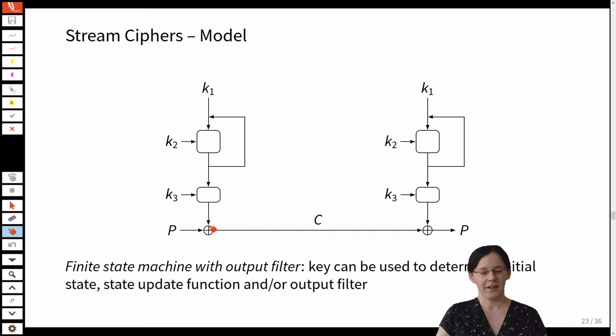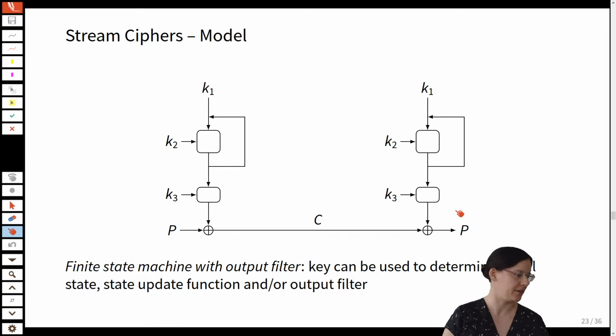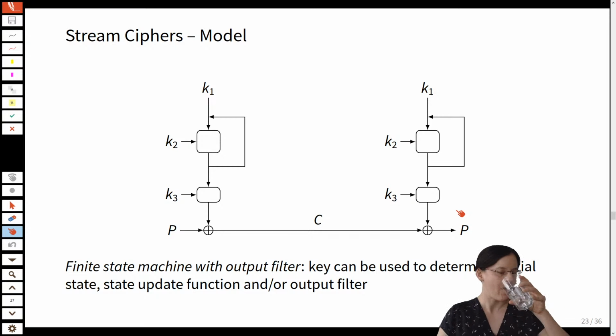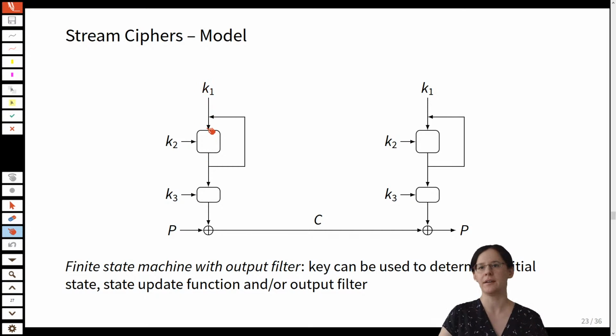So the XOR remains like before, but the way the key is generated is now pseudo-random instead of truly random. And the recipient runs the exact same machine, produces the exact same key stream, and XORs it to the ciphertext. And so the key could theoretically influence the initial state, the update function, and the filter function. But most often it's just fed into the state once at the beginning, and the rest is public.